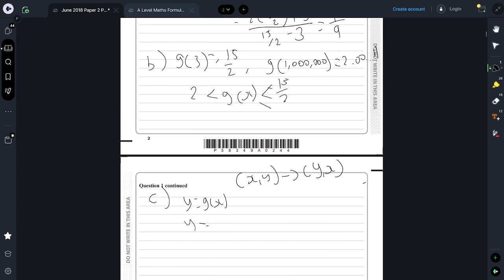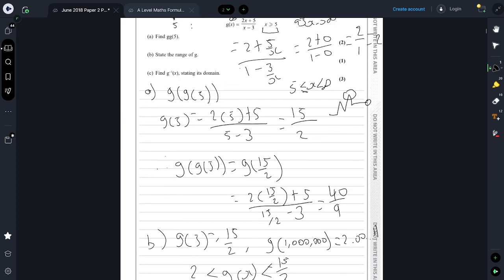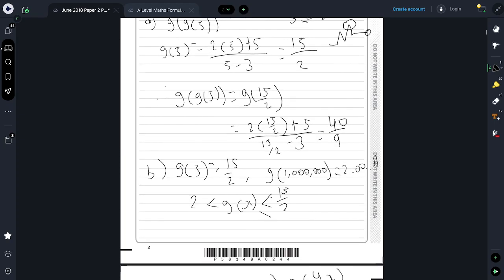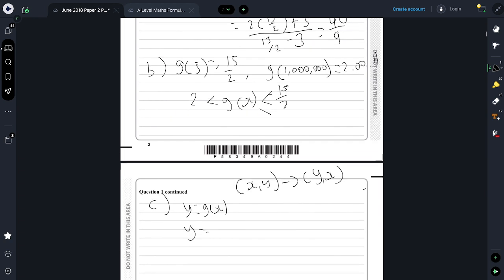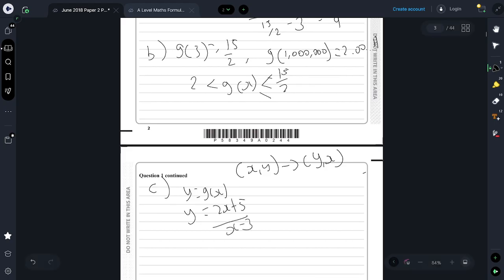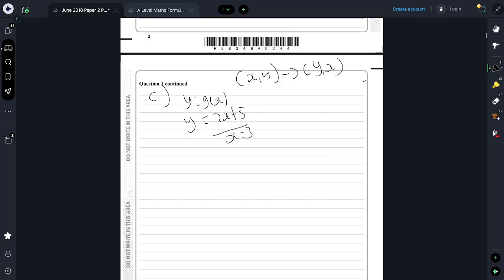So what's g of x then? Let's substitute it back in. So g of x is 2x plus 5 over x minus 3. Cool. And basically, because like I said, they switch roles, that's what we're going to do. We want to get all x in terms of y, and then flip it the other way around. So we want to make x in terms of y here, so x on its own.